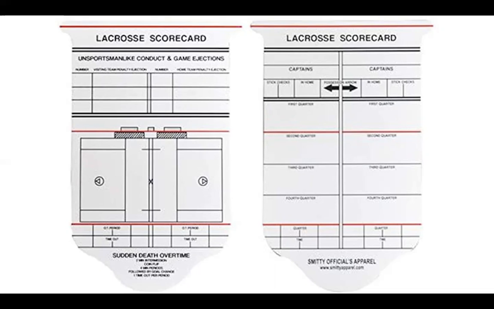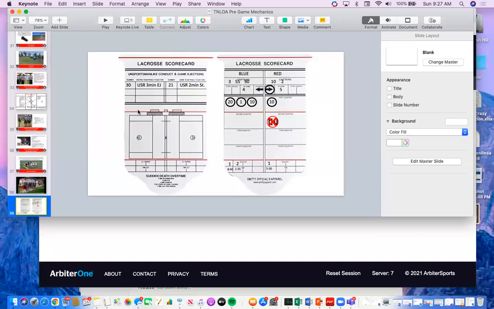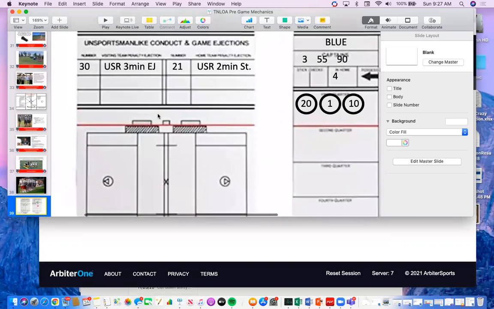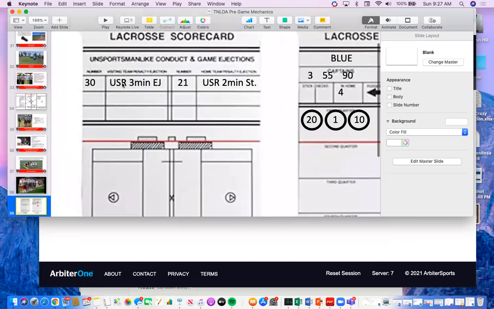Hey, Gene, don't forget we also got to write down ejections. Right, yeah, the ejections for sure. So whenever you're writing it down, like I have right here an unsportsmanlike conduct, 3-minute, and I wrote down EJ as an ejection. So we're writing down all of these fouls back here.